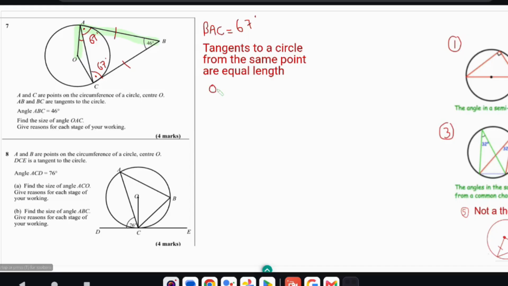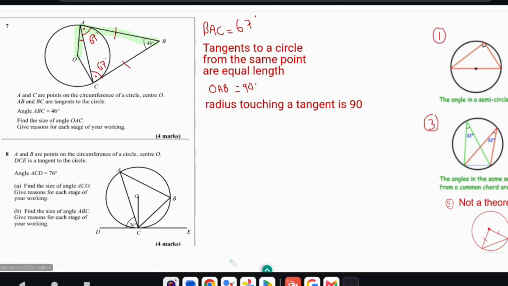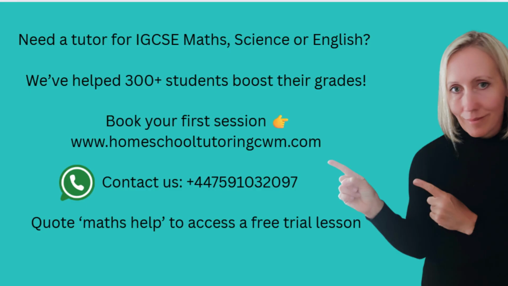So we can say OAC. Well, in fact, no, let's say OAB. Not sure if I used the right word in there, but angle between a radius and tangent. Okay, same idea. And then OAC is 90, take away 67, which is 23.